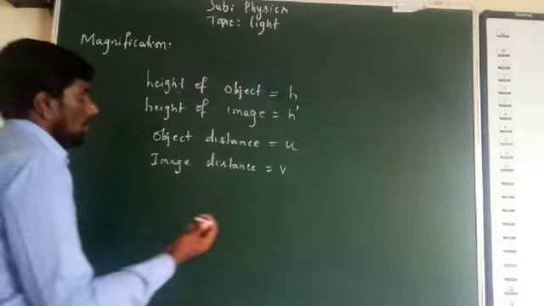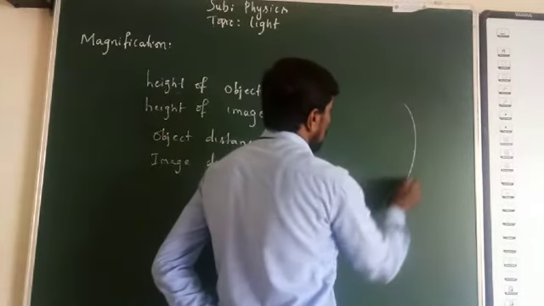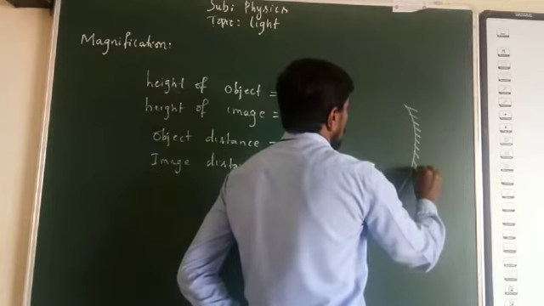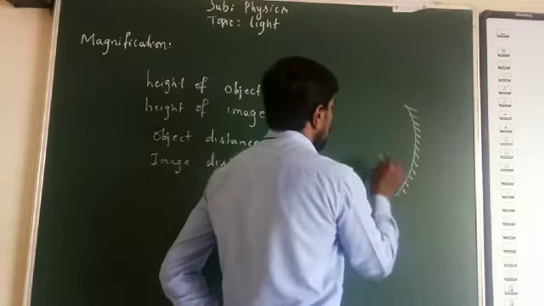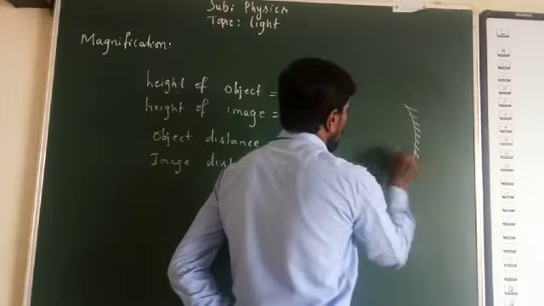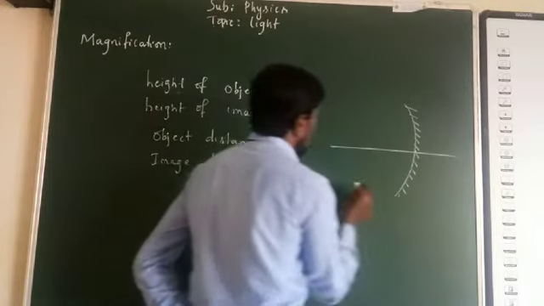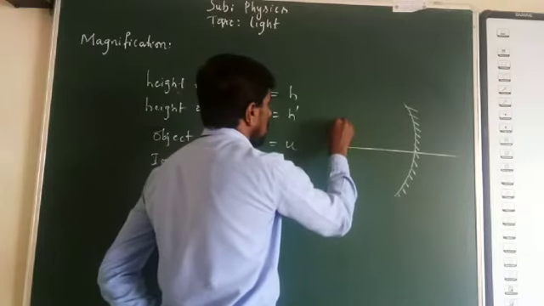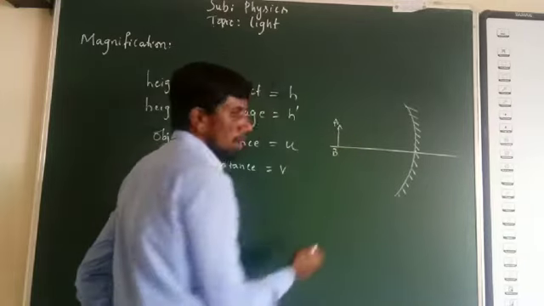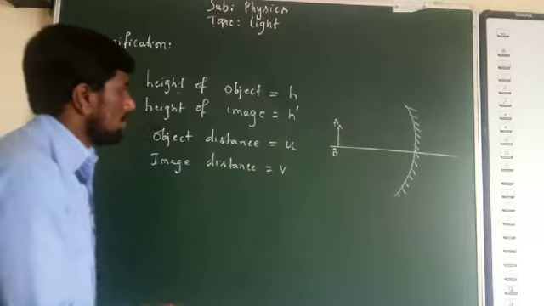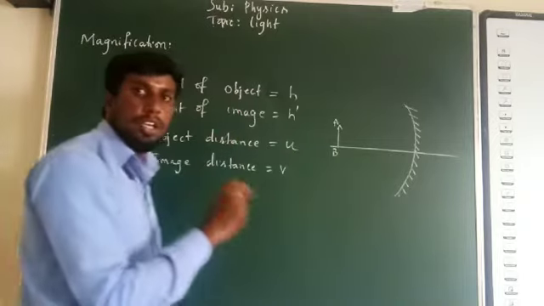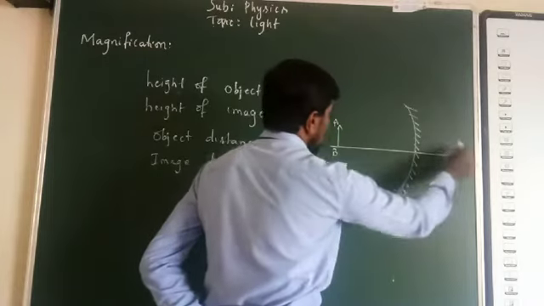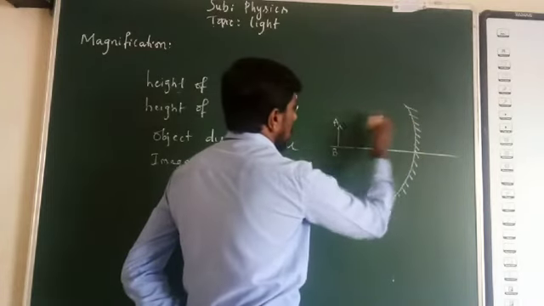Suppose I take a concave mirror. So this is a concave mirror, right? This is the silver coated side, and this is the reflecting surface. We know there is a pole and a principal axis, correct? So I am keeping the object here, AB, where A is the object. According to the sign convention, this is the x-axis and this is the y-axis. So this is the negative x-axis.